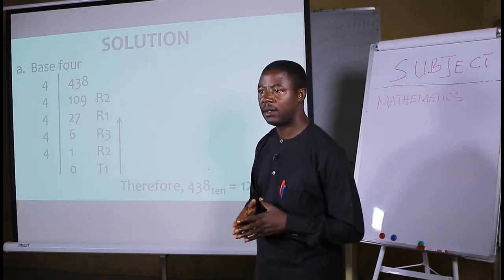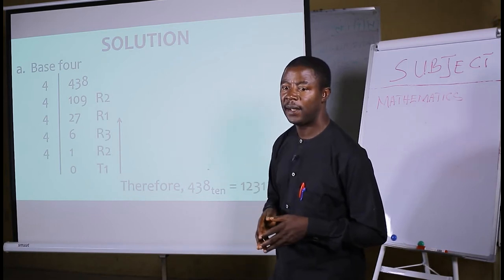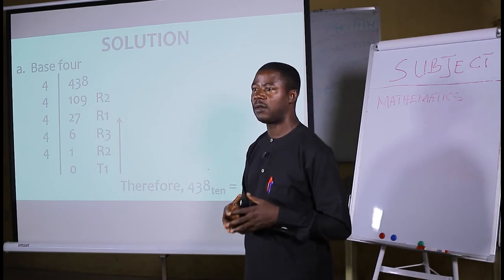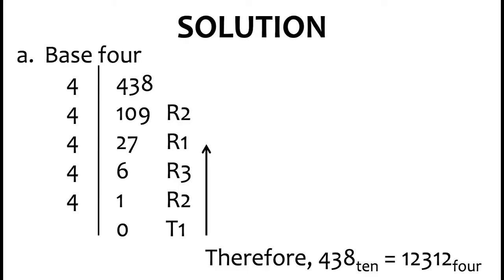From A, we have to convert 438 to base 4. Just like the first question, you subsequently divide by the given base. So base 4, you divide 438 by 4. 4 in 4, you have 1. 4 in 3, cannot, you write 0. It becomes 38. So now 38 divided by 4 is 9. And then 9 times 4 is 36. So out of 38, we have remainder 2.